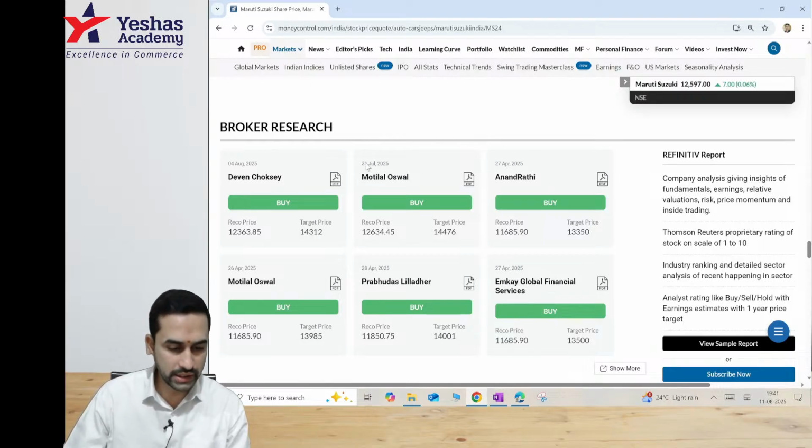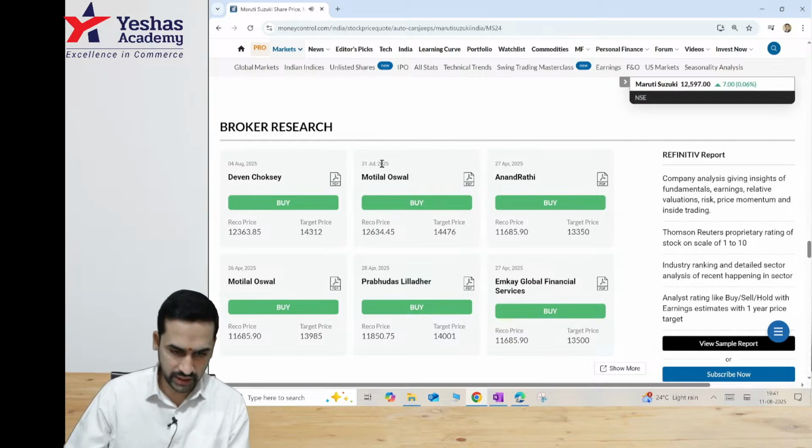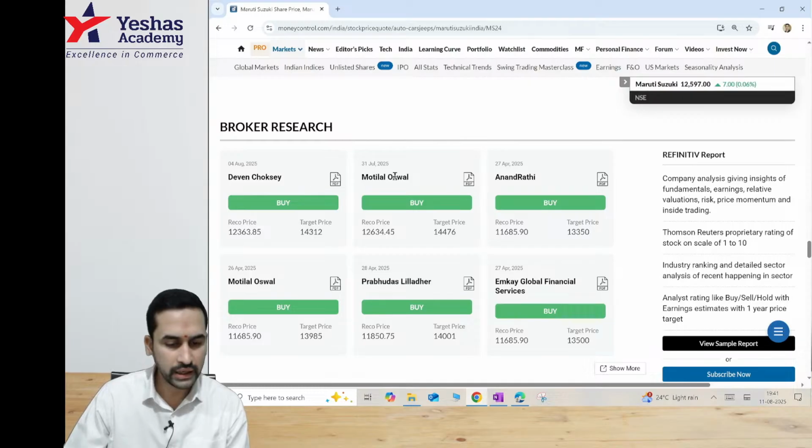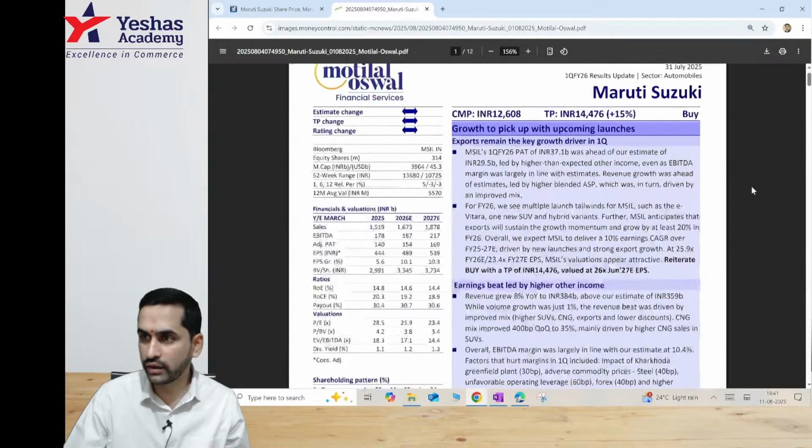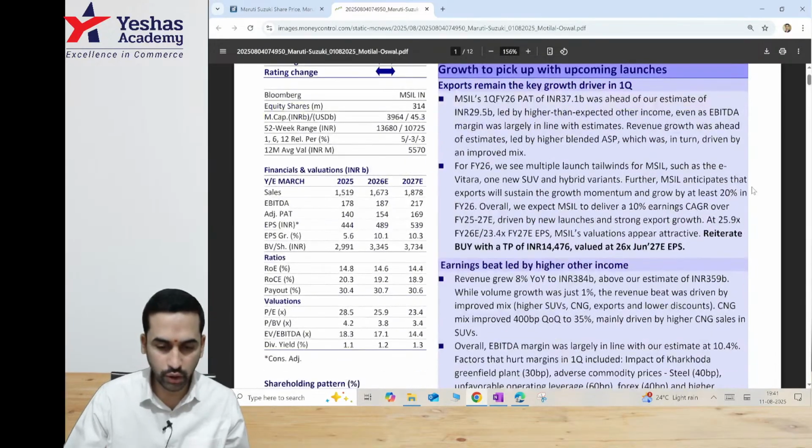I am just opening any one random report. I'm taking this Motilal Oswal report, which was published on 31st July. You should always download the latest one. Sir, on screen we have 2 Motilal Oswal reports. Which one to select? Download or click on the one which has the latest date. I can see 31st July Motilal Oswal. There is a PDF that I can see. I clicked on it.